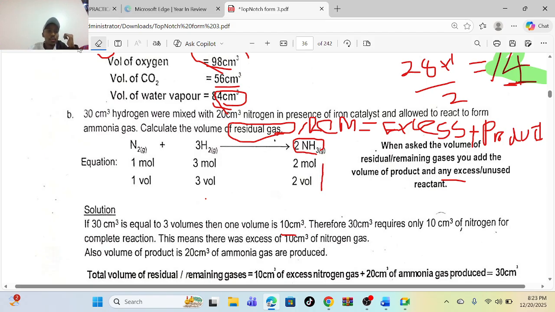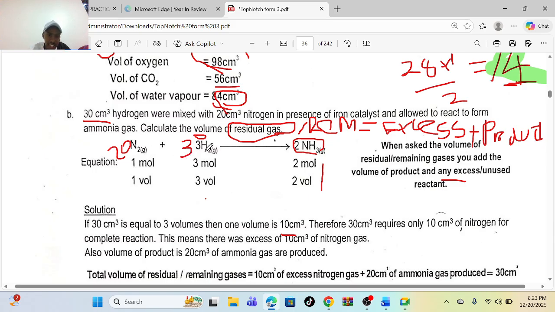So umetuambia swali: 30 centimeter cubic of hydrogen mixed with 20 centimeter cubic of nitrogen, imemixiwa na 20 centimeter cubic of nitrogen, in the presence of iron catalyst and allowed to react to form ammonia gas. Calculate the volume of residual gas.